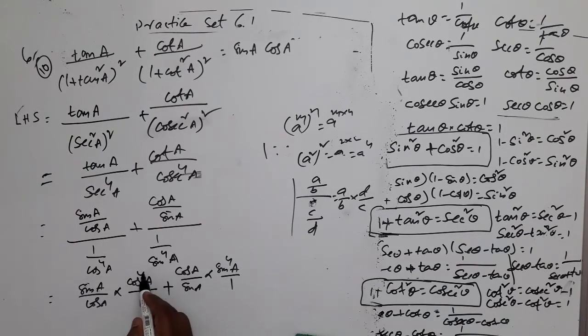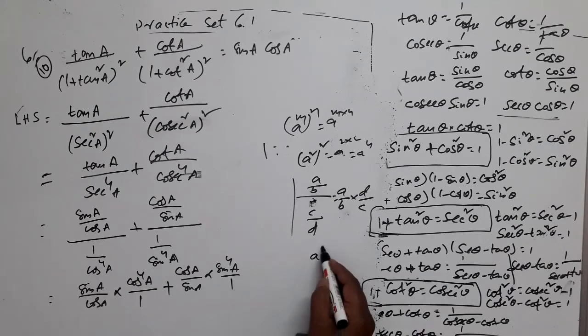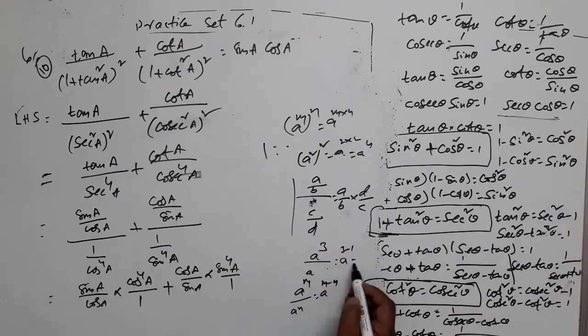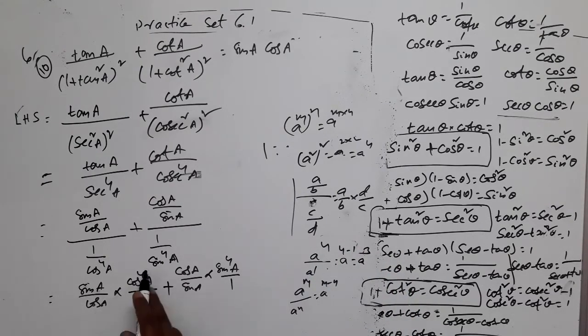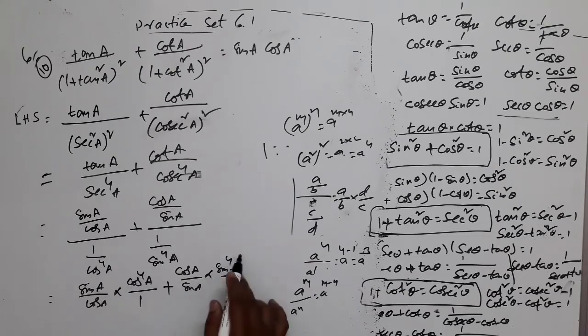Now, 1 cos A can cancel, 3 cos A will be remaining, right? If I have A cube by A, what will be remaining? A power m by A power n, I can write it as A power m minus n, right? So this is A power 3 minus 1 or A power 2, A square will be remaining. In the same way, this is cos power 4 by cos A. If I have 4 here, if I have 1 here, what will I get? 4 minus 1. So this is 3. A cube will be remaining. In the same way, if I cancel 1 cos here, cos cube will be remaining here. In the same way, if I cancel 1 sin here, sin cube will be remaining.